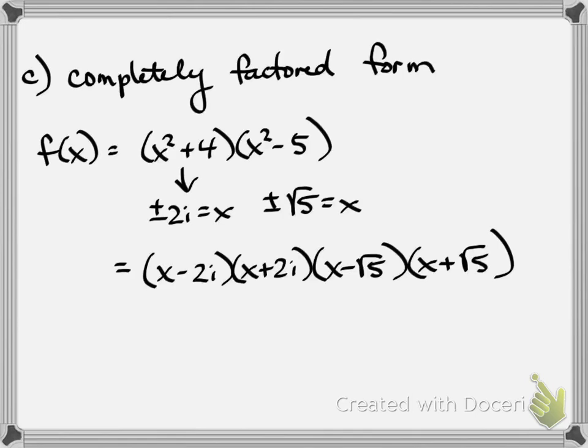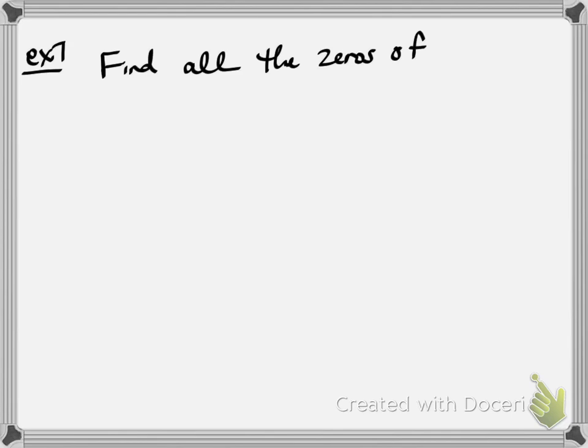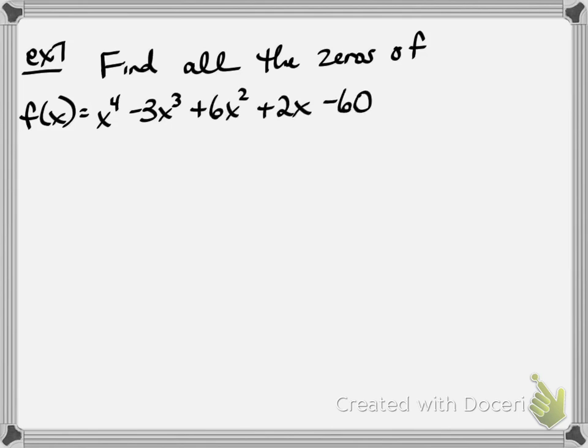All right, one more example. Last but not least, for sure. Example 7. Whoops. Find all the zeros of f of x equals x to the 4th minus 3x cubed plus 6x squared plus 2x minus 60, given that 1 plus 3i is a 0.